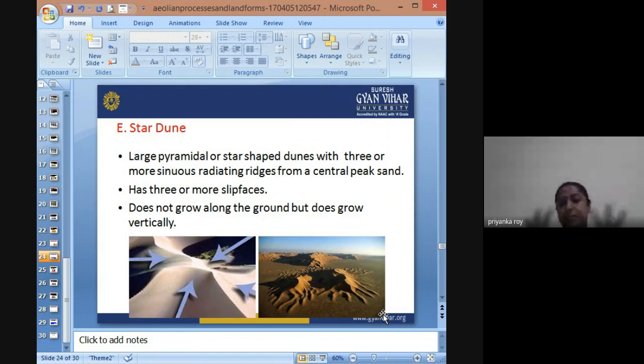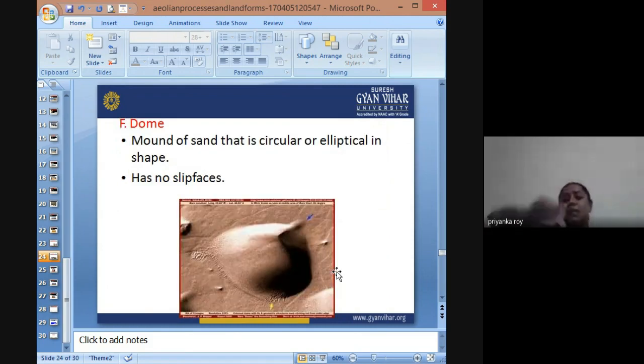That means the winds are coming from all directions and depositing the material on this hill. That's why it is forming a star-like pattern, which has many slip faces. Now, it does not grow along the ground, but grows vertically above the ground. So it is not along the ground surface, but moving above the ground surface. It looks like a hill area.